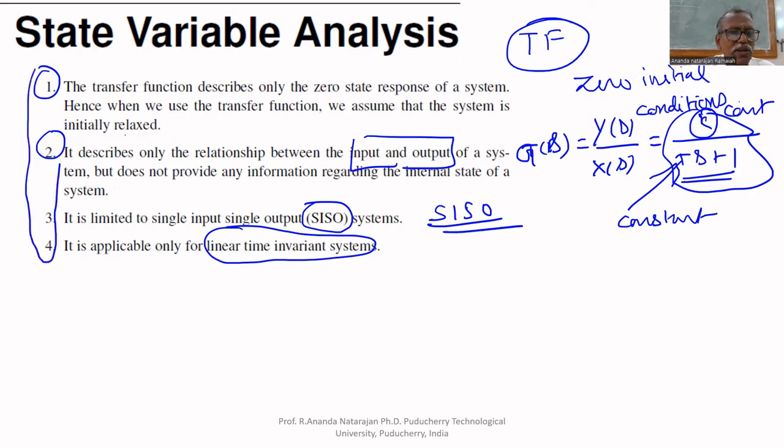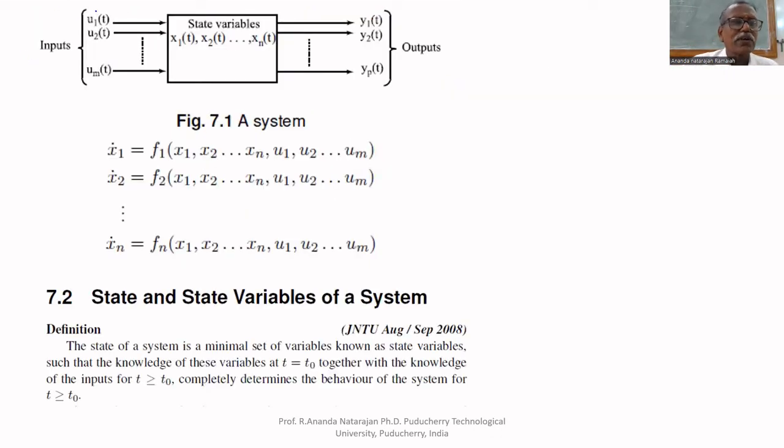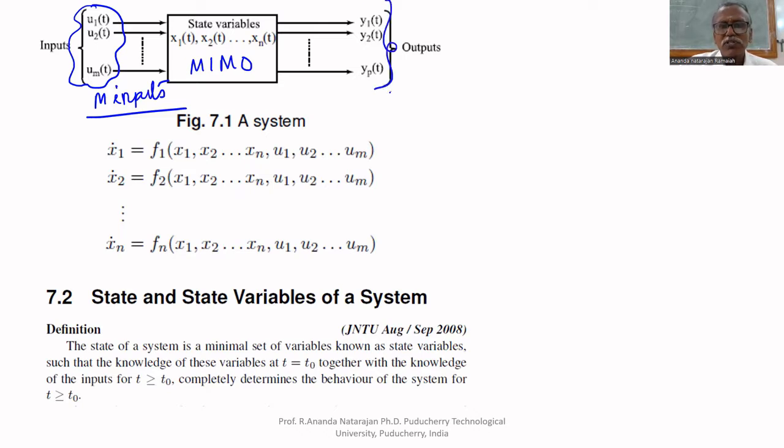That's why we are going to the state variable model. In the state variable model, for example in a MIMO system, how many inputs are there? M inputs are there. How many outputs are there? P outputs are there: Y1, Y2, Y3, up to Yp. Inputs are U1, U2, U3, up to Um.